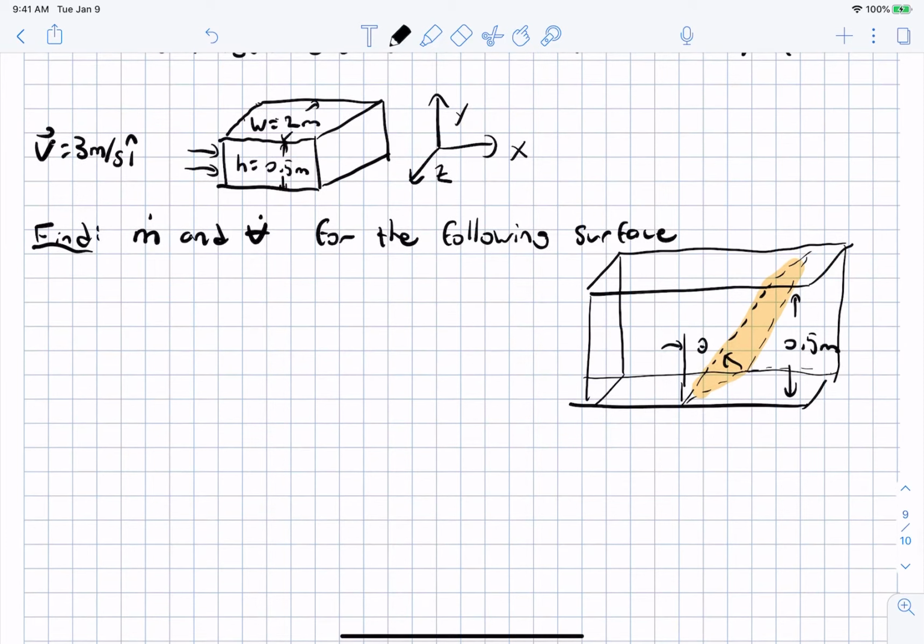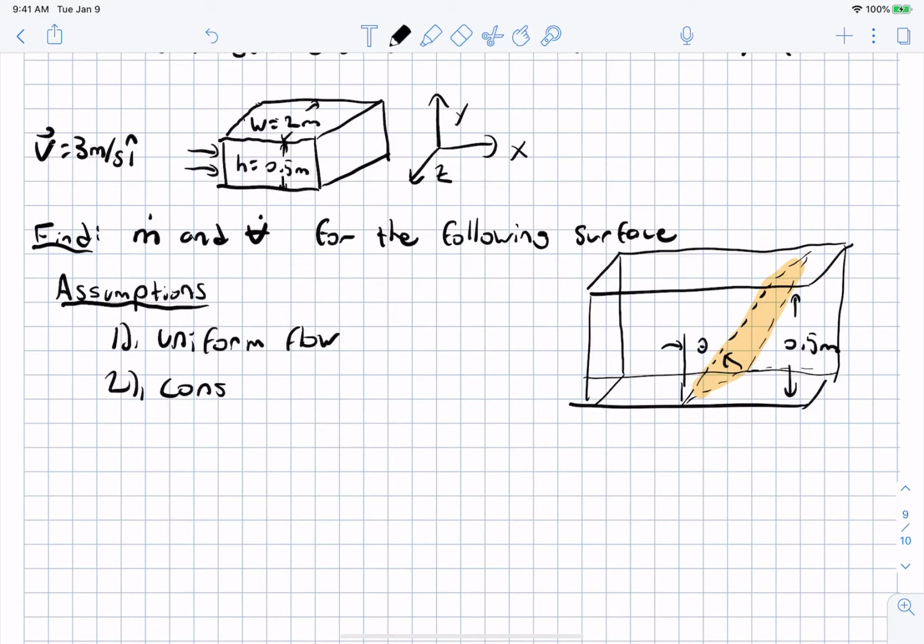Here there aren't very many. So, assumptions. Again, always write these down. 1, we'll assume uniform flow, which is kind of given to us. And 2, we'll assume constant properties.